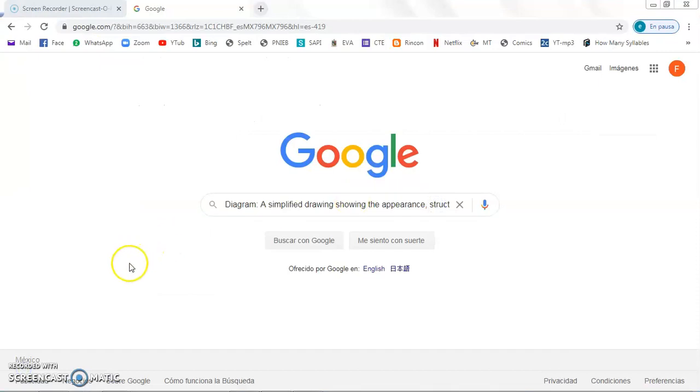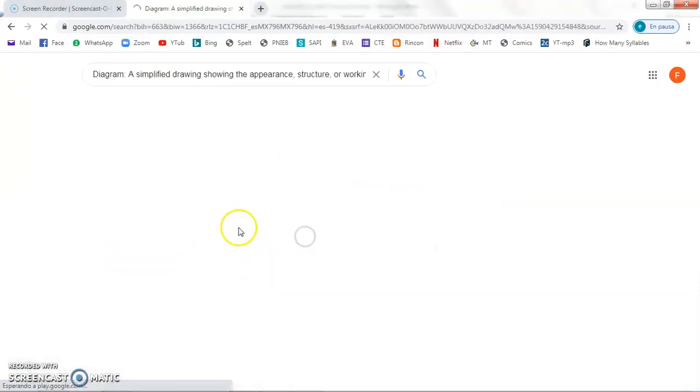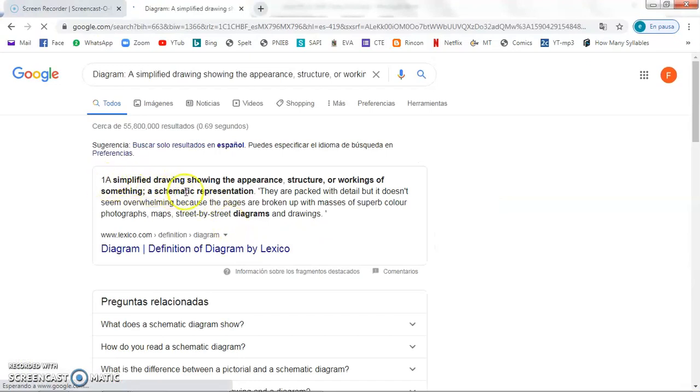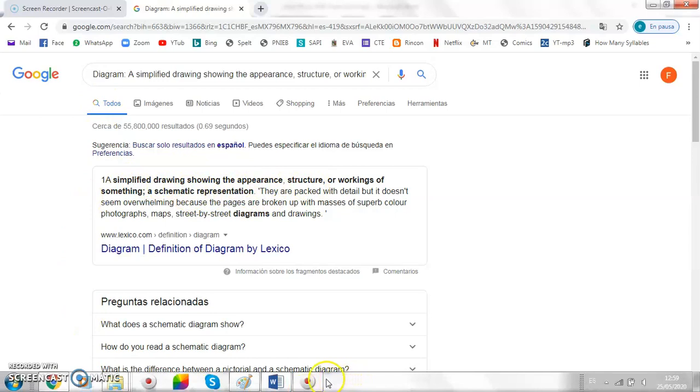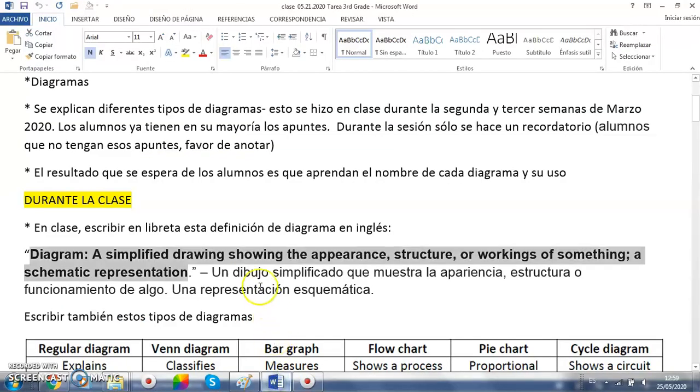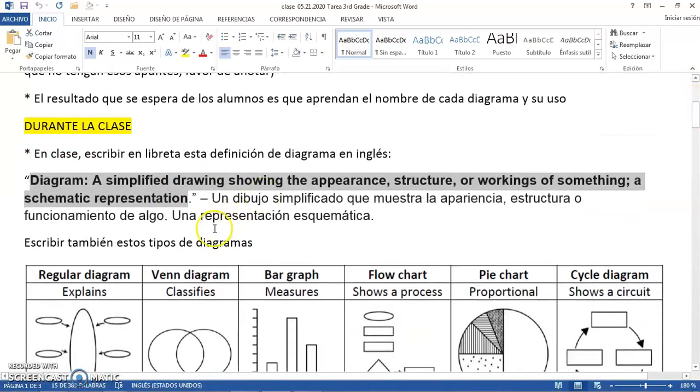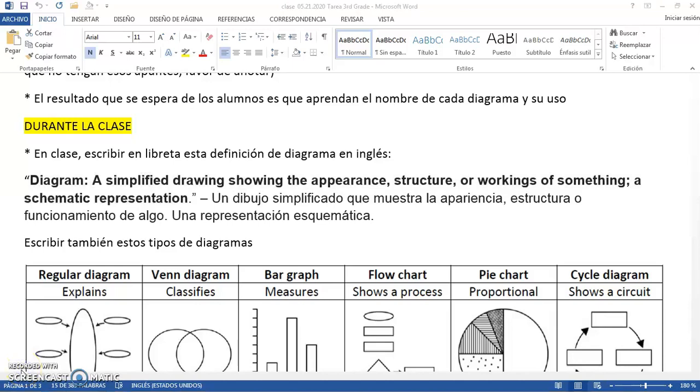Let's see what it finds. There you go. It's the exact same definition. A simplified drawing showing the appearance, structure, or workings of something. A schematic representation. That's exactly what we have here. So copy this, please. I'm going to give you a few seconds. I'm going to pause the video and then you can come with the next part. I'm going to keep this on screen for 10 seconds, so pause the video and copy it.